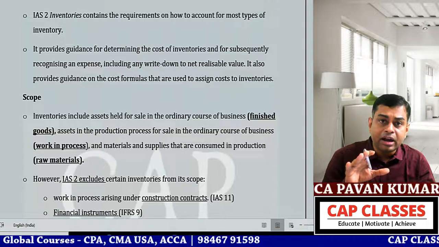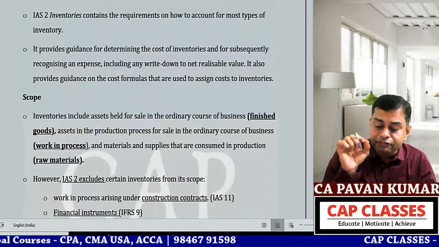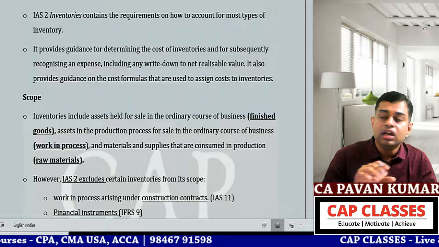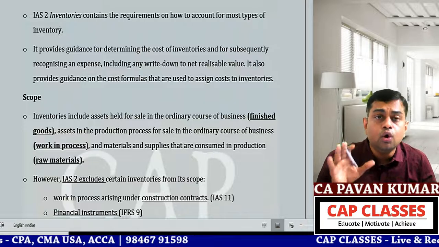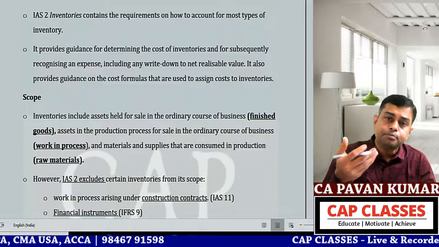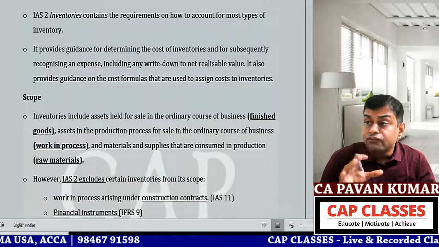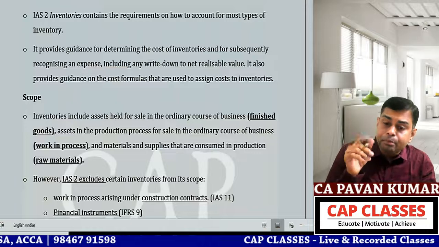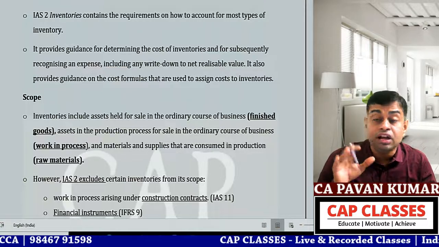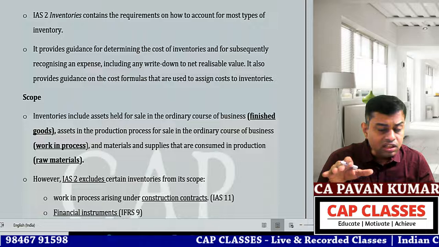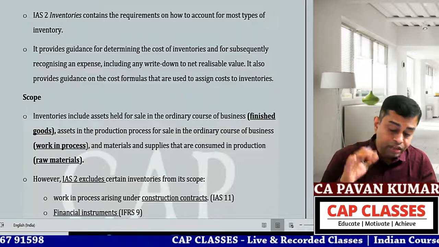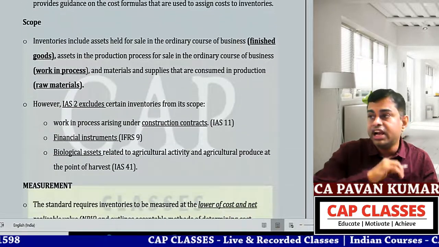Keep one thing in mind. LIFO, last in, first out, cannot be used as per IAS 2. Only FIFO or the average method can be used. As per US GAAP, LIFO also can be used, but as per IFRS, LIFO cannot be used.